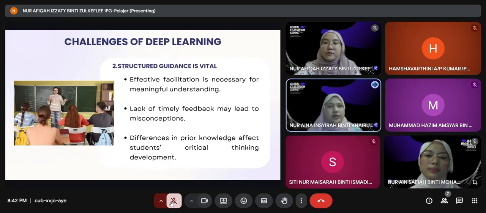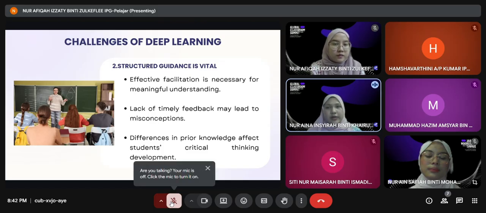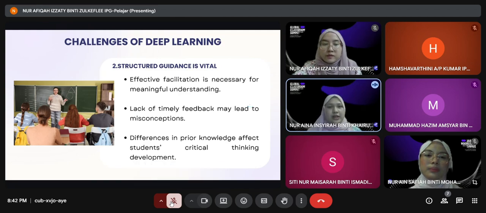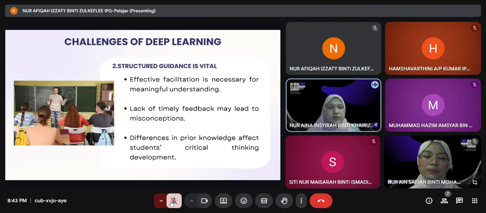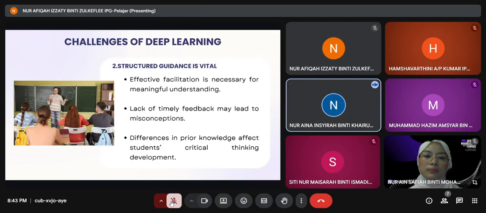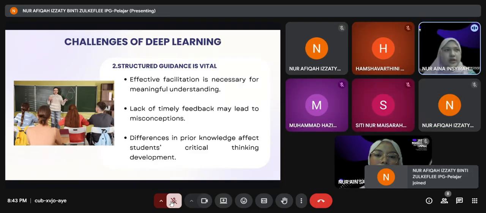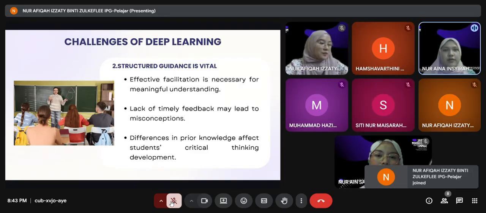So when you are initiating deep learning in your lab, it is important to have structured guidance or proper guidance while you are using this type of learning. At first, you need to have effective facilitation to develop meaningful understanding. What I mean by facilitation is your teacher, because today teachers' role is not only to deliver content or knowledge to students, but teachers nowadays also need to facilitate thinking for their students.